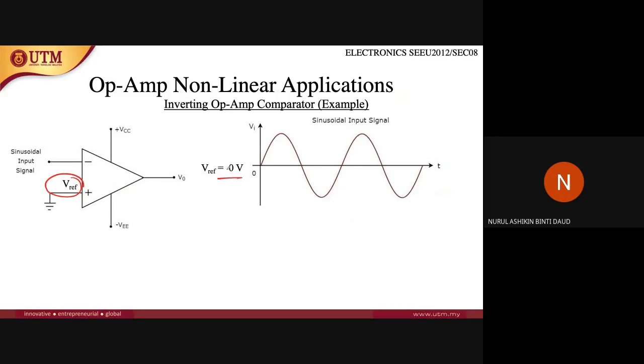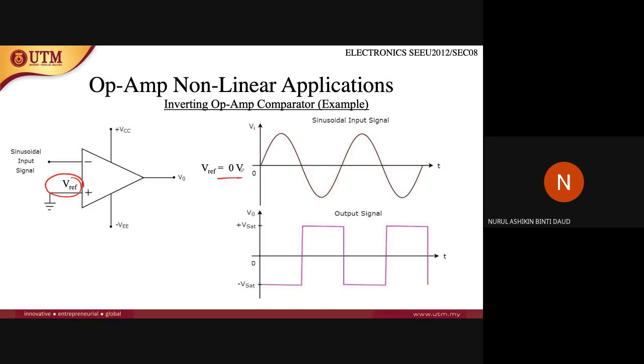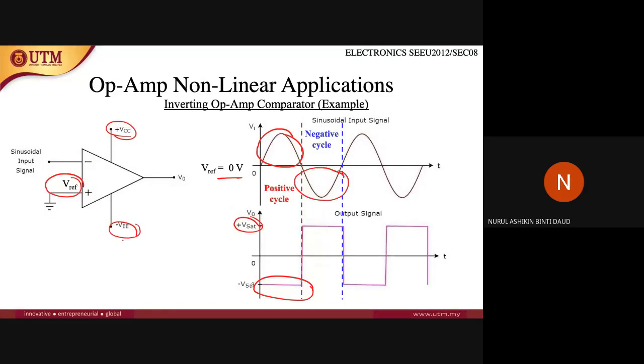Okay, so in this case, V reference is equal to 0 volts. So the output signal will look like this. So at the positive cycle, where the V input is larger than the reference, which is larger than 0, it will go to minus V saturation. Okay, so at the negative cycle, where it is lesser than the V reference, it will go to the positive value of saturation. So this value depends on this value actually. So this value will be minus VEE, and the V saturation value depends on positive VCC.